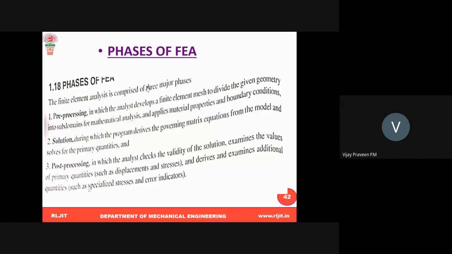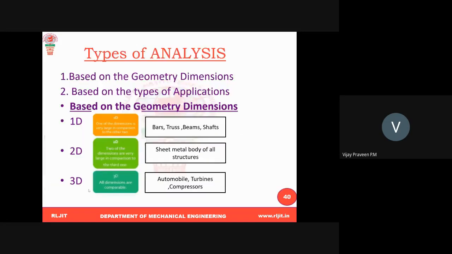So usually the first step and last step are manual. The user should do the pre-processing stages: you should model, discretize, apply the loads and supports, that is the boundary conditions, and give the material property. After that, once you click on solve, you need not do anything; the computer takes care of it in the background and solves everything.